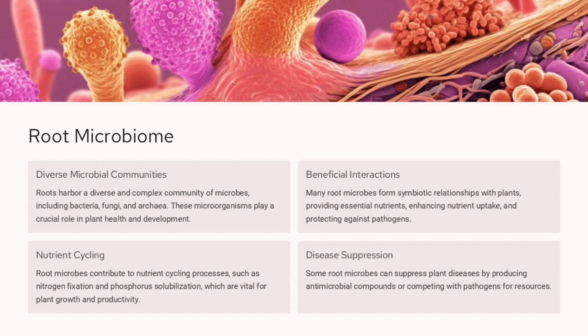Root microbes also contribute to important nutrient cycling processes, such as nitrogen fixation and phosphorus solubilization, which are vital for plant growth and productivity. Some root microbes can even suppress plant diseases by producing antimicrobial compounds or competing with pathogens for resources. Understanding the diversity and functions of the root microbiome is key to developing sustainable agricultural practices that support plant health.